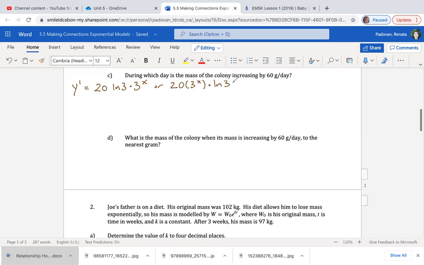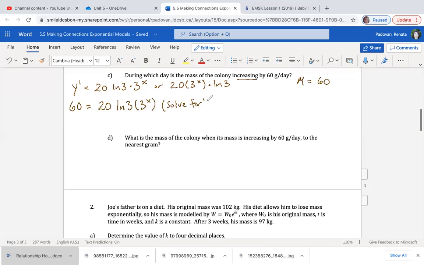And because we're in a derivative and it's telling us that the mass of the colony is increasing by 60 grams a day, our mass is 60, right? Mass is 60 and mass is our y value. So we're going to plug into our first derivative, 60 on the left-hand side where mass would be, and then 20 times the ln of 3 multiplied by 3 to the exponent x. And then we need to solve for x because during which day. My only variable here is x. X is number of days, so I need to solve for x.